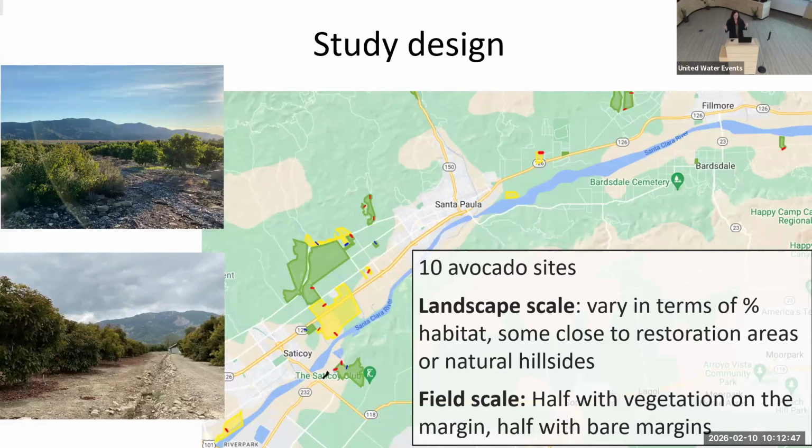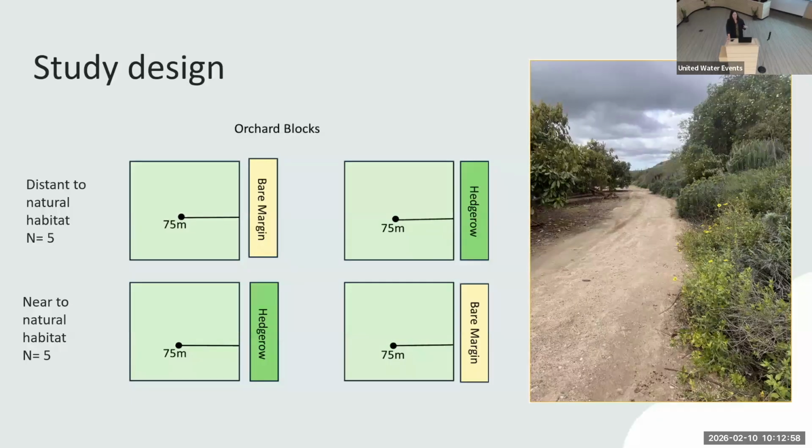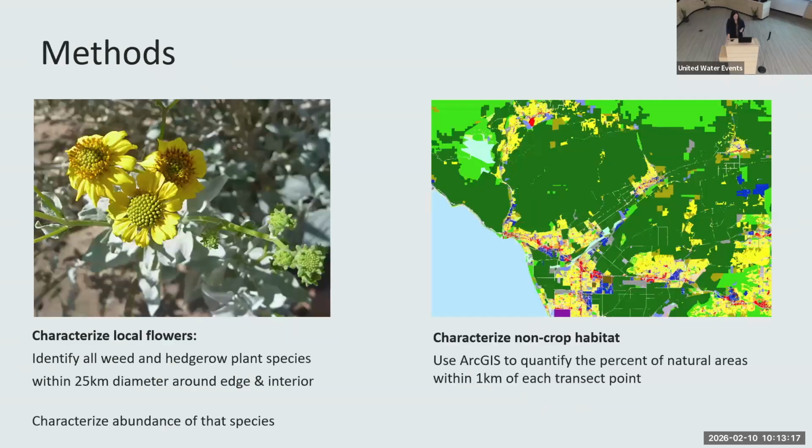Okay, so to answer these questions, we worked in 10 avocado sites in the last couple of years, and our sites vary. Some are really surrounded by natural habitat, and some are further away from restoration areas or natural areas. And then half our sites had intentionally planted hedgerows, and half had bare margins. So we had that kind of comparison that we could make. And then at each site, we set up a transect so that we could study pollination dynamics on the edge of a block, and then 75 meters into the interior of each block. So, we did our study in both parts of the orchard. And again, the breakdown was bare margin versus hedgerows, and then close or far from natural habitat.